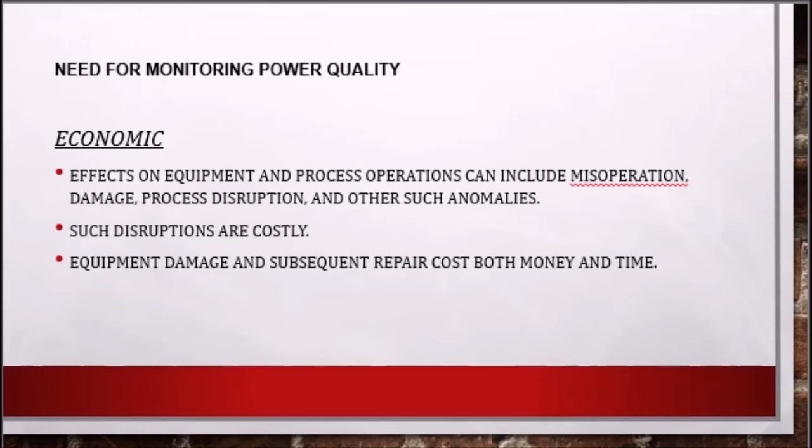Effects on equipment and process operation can include misoperation, damage, process disruption, and other such anomalies. Such disruptions are costly since a profit-based operation is interrupted unexpectedly and must be restored to continue production. In addition, equipment damage and subsequent repair cost both money and time. So this has an economic effect on the operation. It will cost money and time.